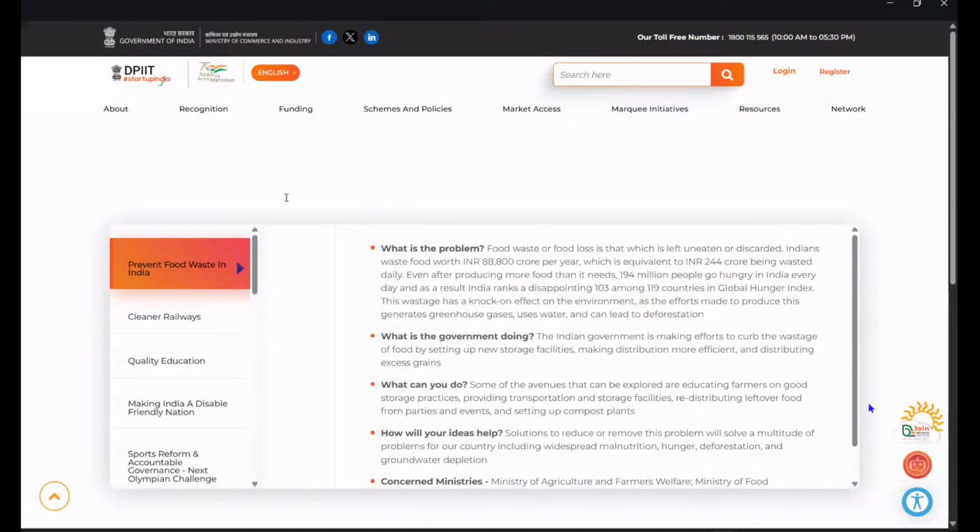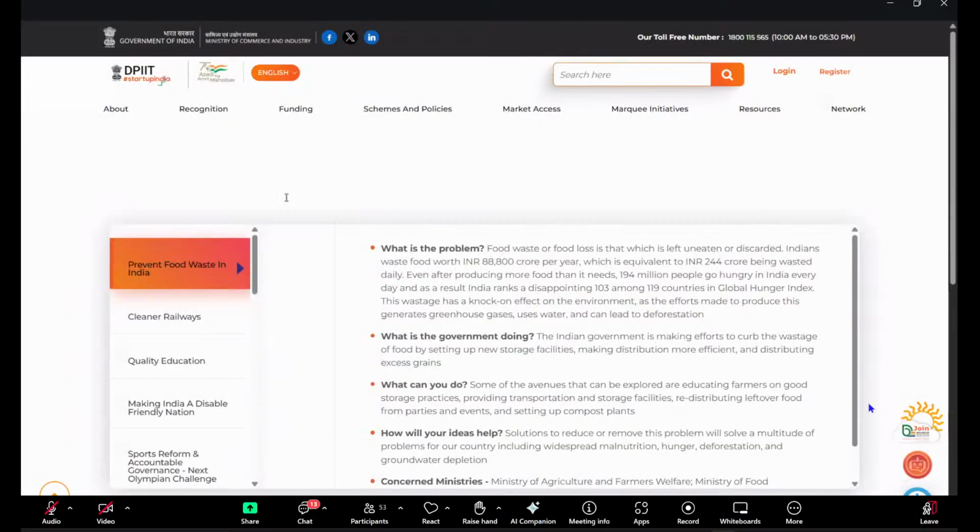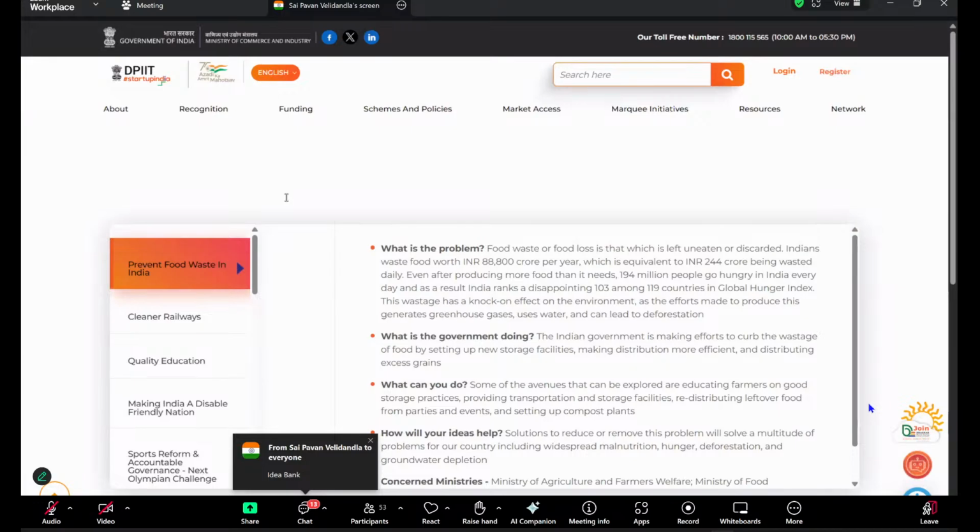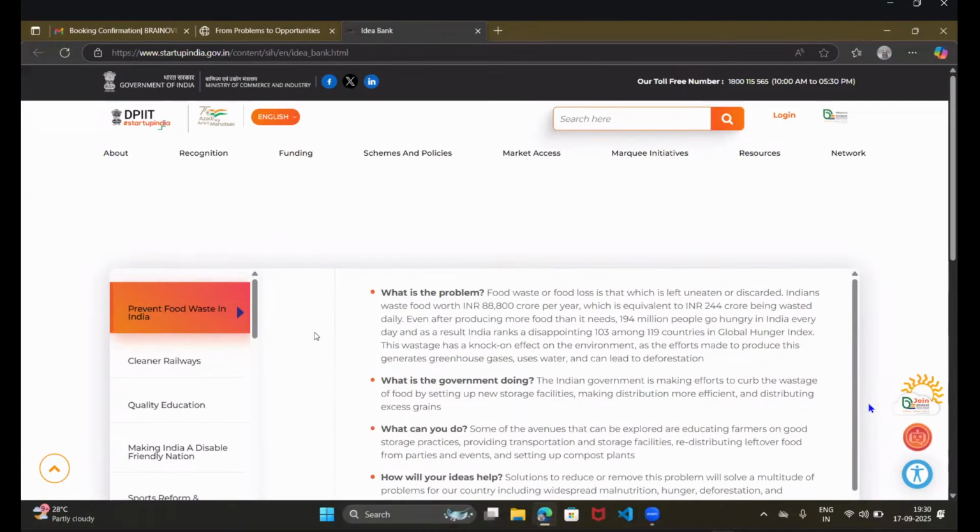When you go to the website, let me share the link so that you can also refer to it later to help you. I'm sharing the link here. If we go to this website, we have multiple categories of problems. The first one is prevent food waste in India.